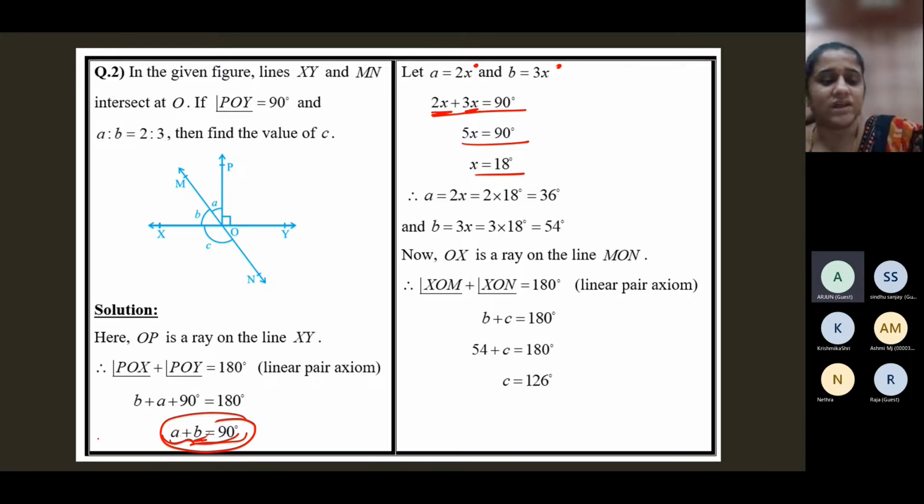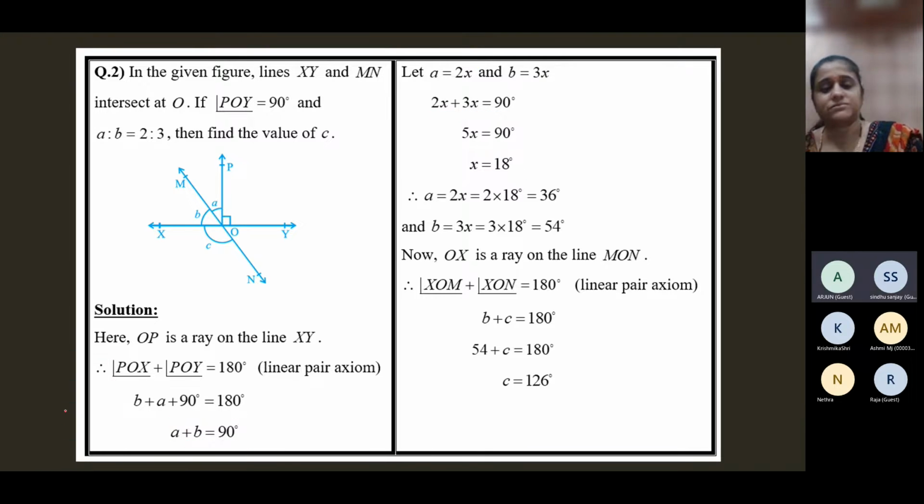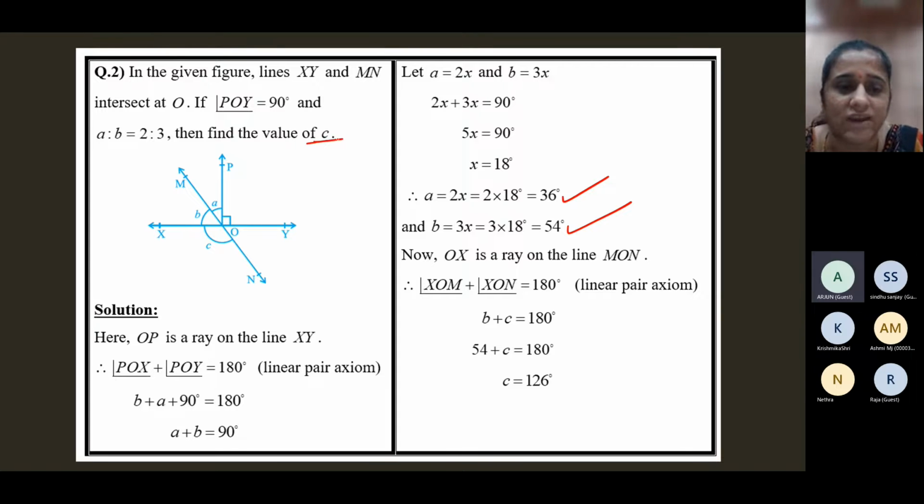Yes, Sindhu? After that? A is equal to 2x, so 2 into 18 is 36 degrees. And B is equal to 3x, so 3 into 18 is 54 degrees. Very good. Now we found what? We found the measures of A and B. But what is the question? We have to find C. We found A and B, but we have to find C. So how do you find C?